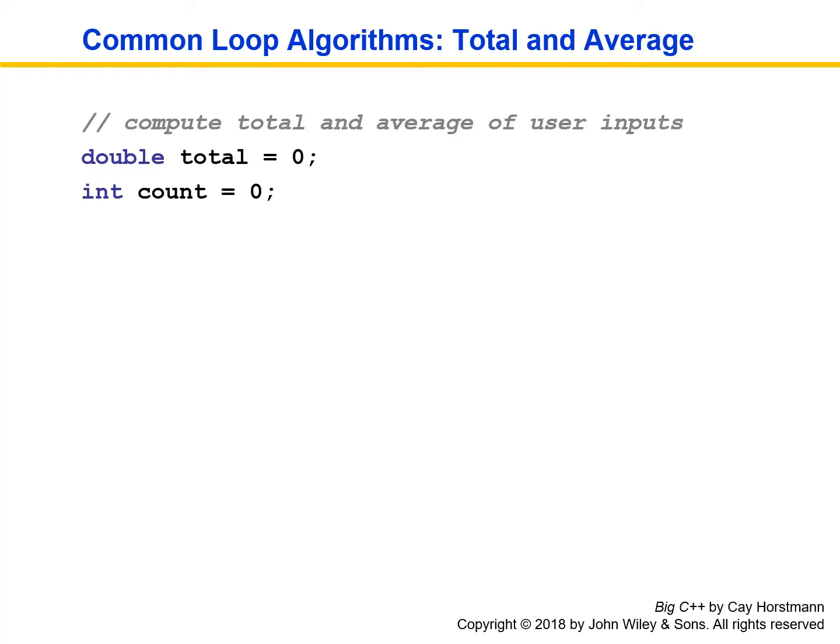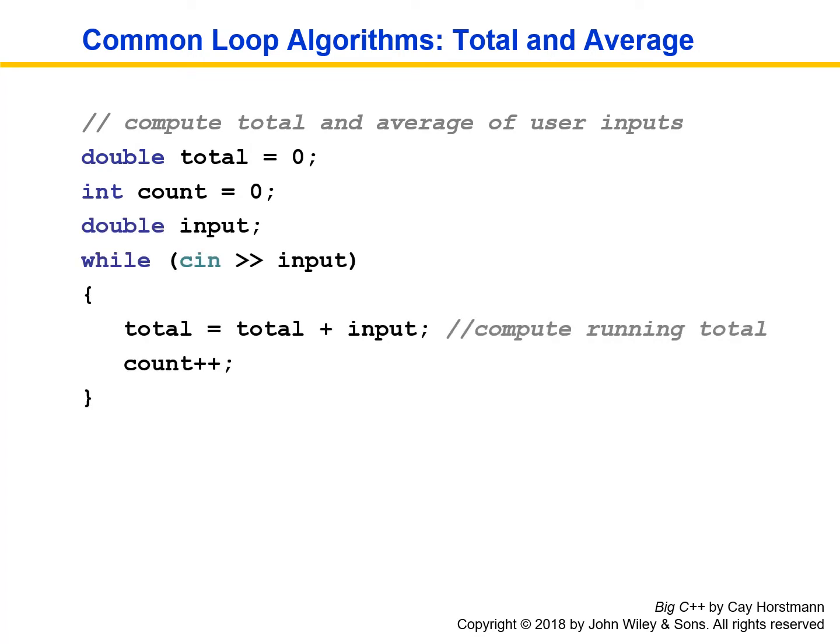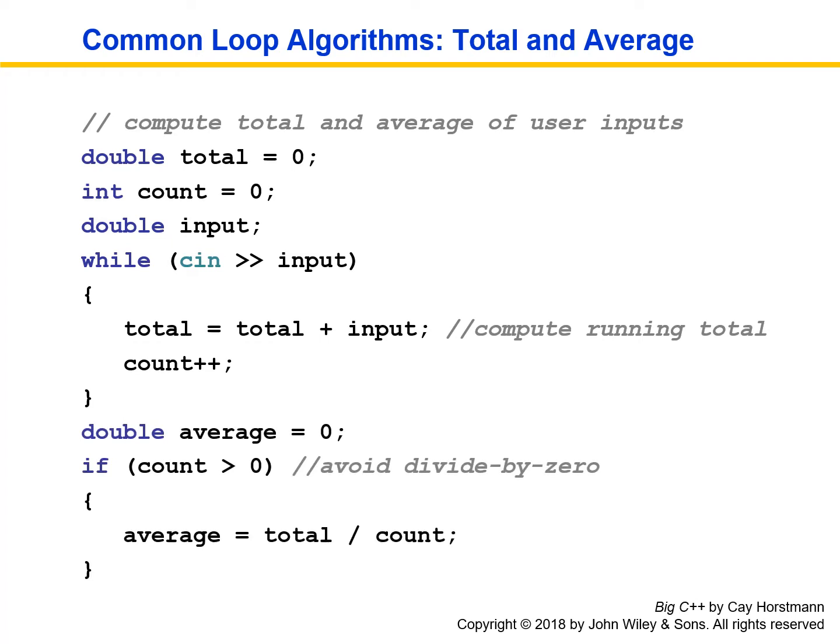Okay, total and average. We've already seen this in my lab session on the grade point averaging, homework grade averaging program. But here goes. You start with a total that you initialize to 0 and a count that you initialize to 0. Then you start taking input, and while cin input is valid, as long as the person keeps typing numbers, you add the input to the total, and then you increment your count, your number of values. That gets you the total. To get the average, you then take the total and divide by the count.